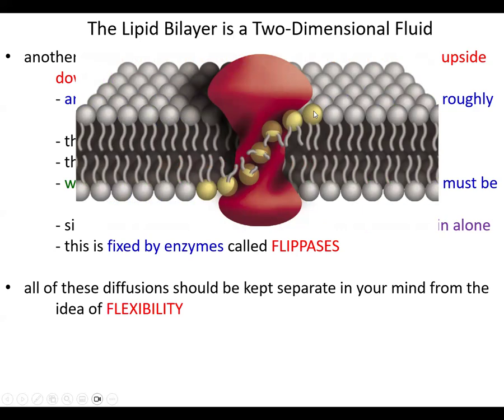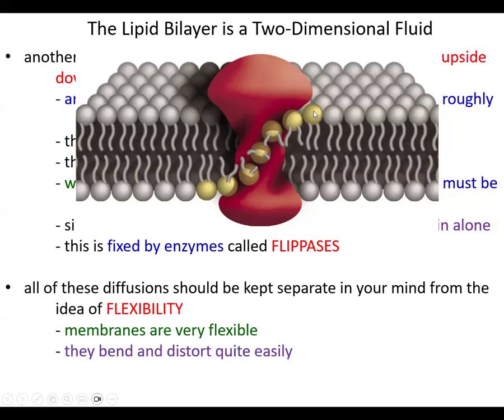Now, all of these discussions we're having on diffusion of membranes, I'd like you to keep those separate in your mind from the idea of membrane flexibility. Membranes can bend, take on different shapes, stretch, and deform with no problem at all. What they can't do is transversely diffuse, right? So flexibility is totally allowed. Lateral diffusion is largely totally allowed.